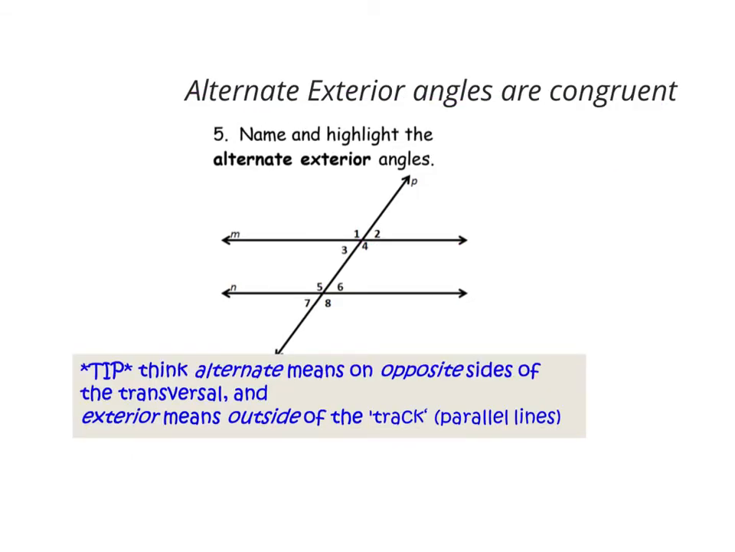Our next set of angles are alternate exterior angles. So again, alternate means opposite sides, and exterior now means the outside of the parallel lines. Alternate exterior angles are also congruent, so they're going to have the same measurement. So I have two sets of alternate exterior angles. So angles 1 and 8 and angles 2 and 7. So they are on opposite sides of the transversal, and they are outside the parallel lines, making them exterior angles.